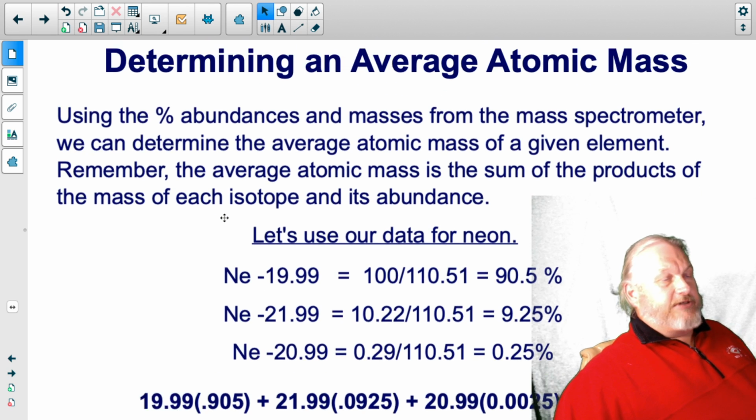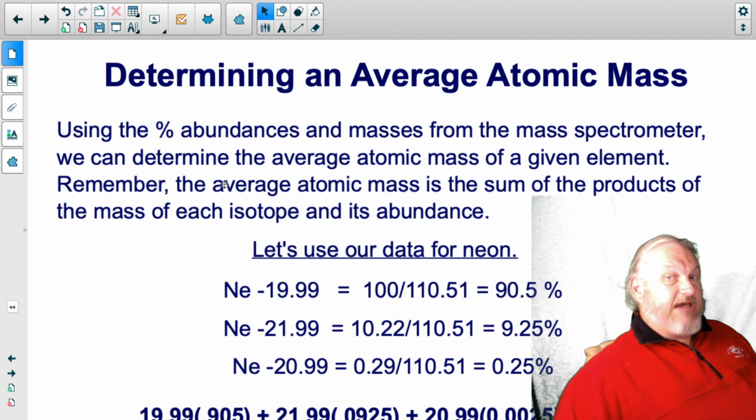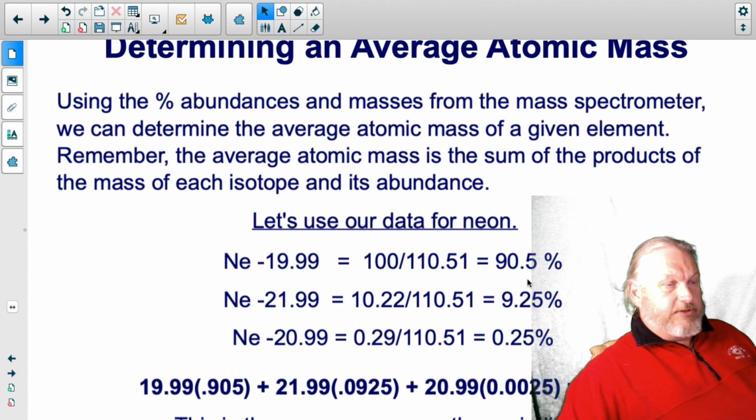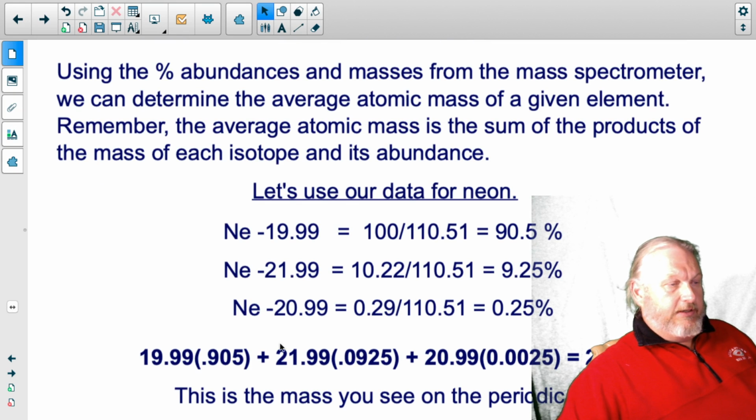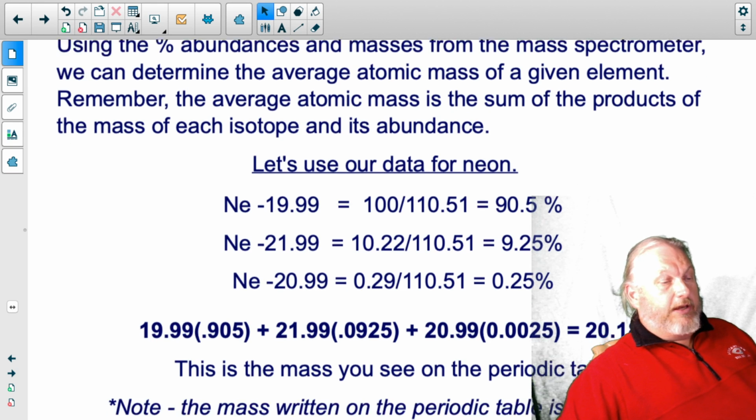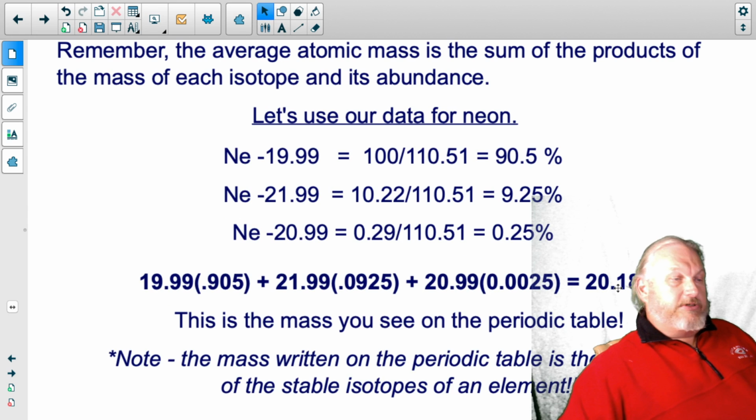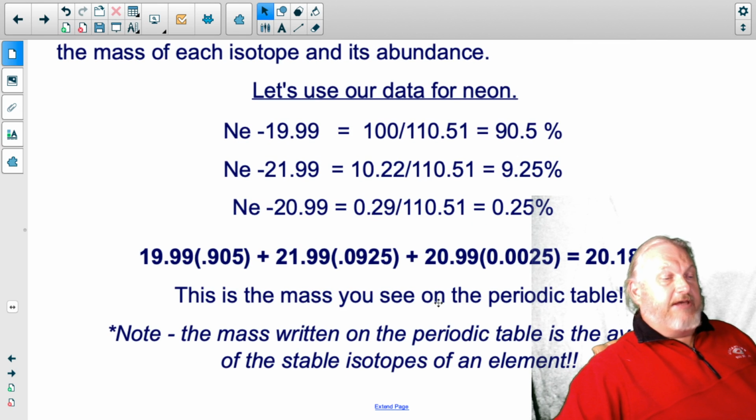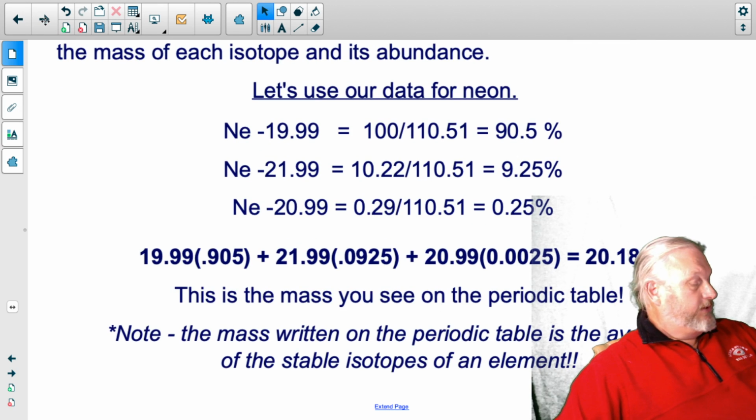So to get the average atomic mass of the sample we just shot through a mass spec, we take our numbers: 19.99 times 0.905, plus 21.99 times 0.0925, plus 20.99 times 0.0025. We get 20.18, which is the mass you see on the periodic table. So this is the average of the stable isotopes of an element.